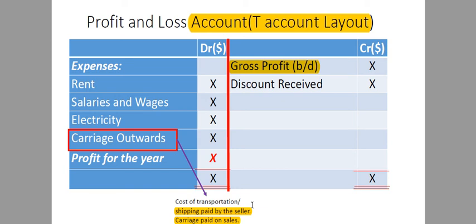And once you have listed all the expenses, you will balance this account, and the balance of this account will be either the profit for the year as shown here, or it could even be the loss for the year. If it was a loss, it would have been shown on the other side, which is the credit side. So this is how we do the profit and loss account in T account layout. Again, you are not supposed to do it in T account layout. So we'll move on to the next slide and show you the one which we will use.